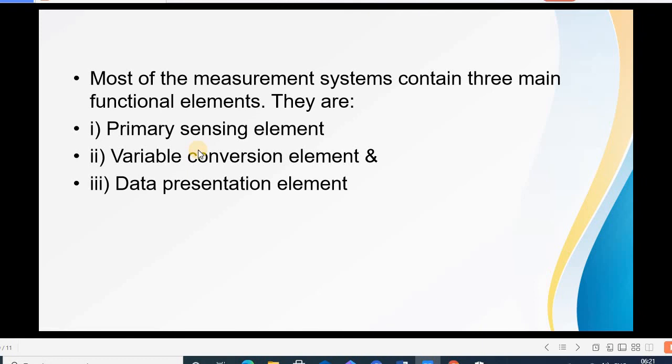Okay, this is the basics of a measurements and instrumentation system.